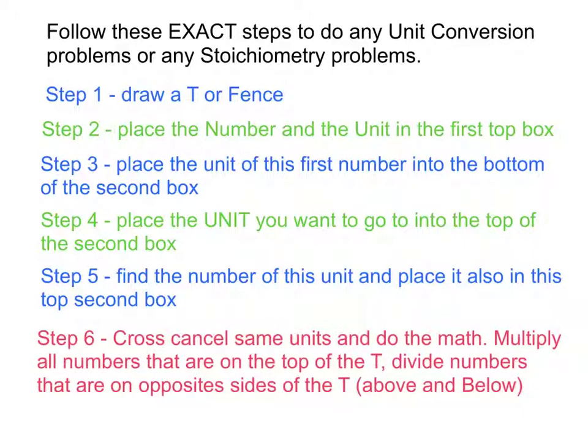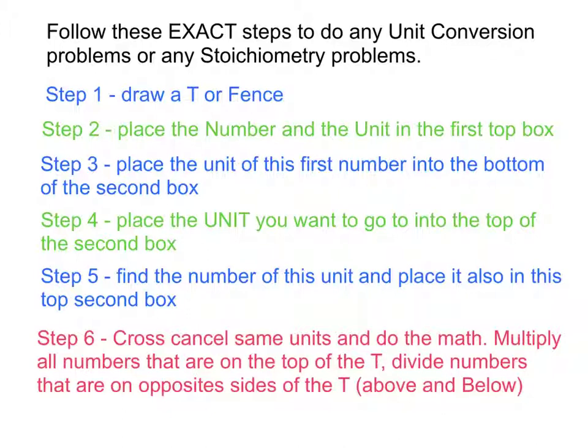Alright, first of all let's review the rules. If you follow these exact steps you shouldn't have any problem. Step 1 is we draw a T or the fence. Number 2, we place the number and the unit in the first top box. Number 3, we would place the unit from this first number into the bottom of the second box.